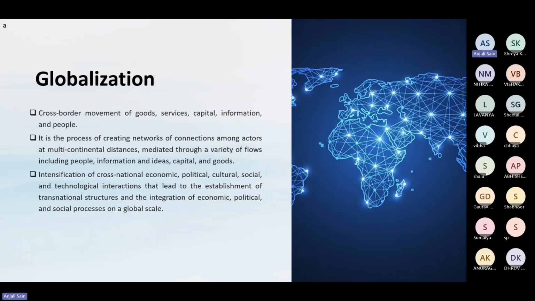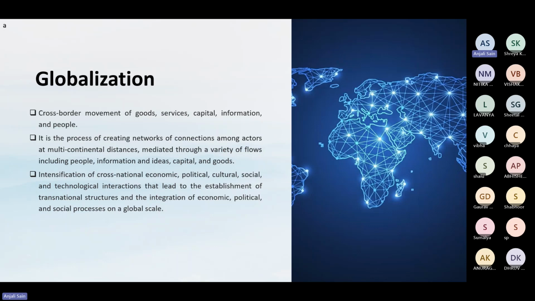Globalization is a process of creating a network of connections among actors at multi-continental distances, mediated through a variety of flows, including people, information and ideas, capital and goods. What are we doing in globalization? We are establishing a network. As the image in our slide shows, we establish a network across the continents.